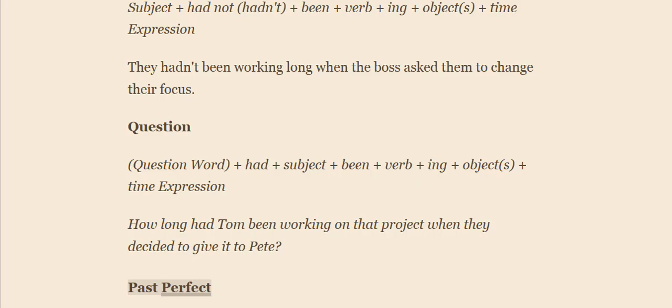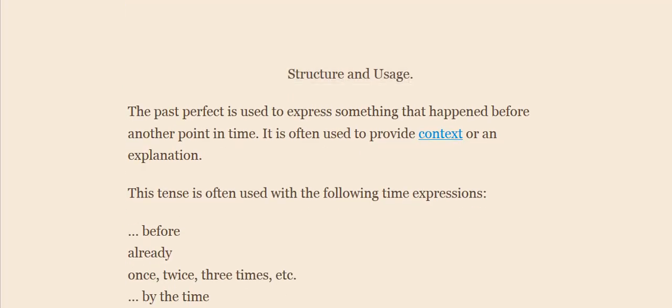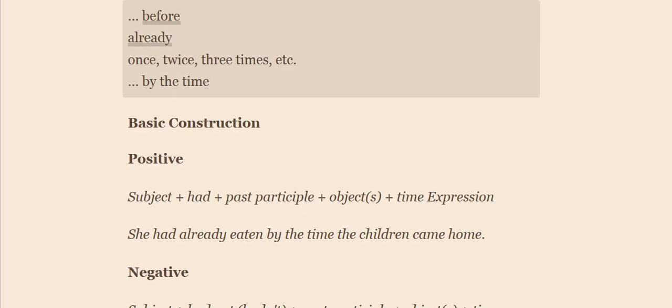Past perfect. Structure and usage. The past perfect is used to express something that happened before another point in time. It is often used to provide context or an explanation. This tense is often used with the following time expressions: before, already, twice, three times, etc., by the time. Basic construction: positive: subject plus had plus past participle plus object(s) plus time expression. She had already eaten by the time the children came home.